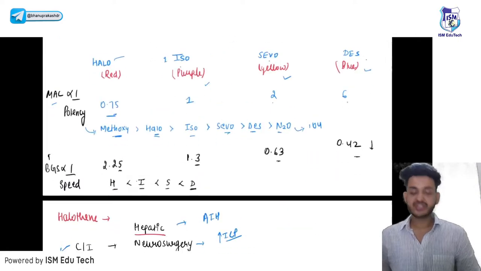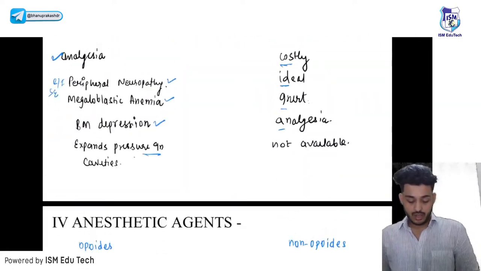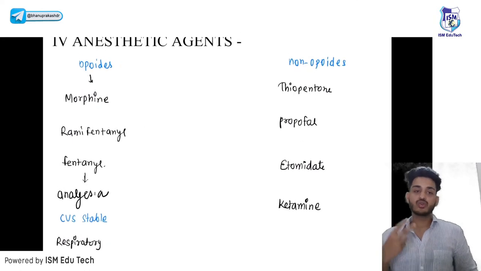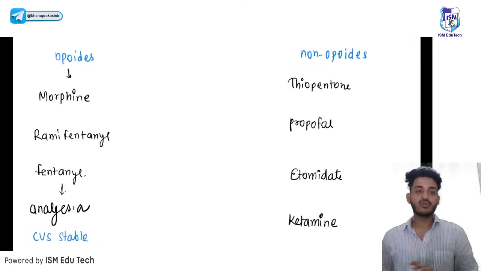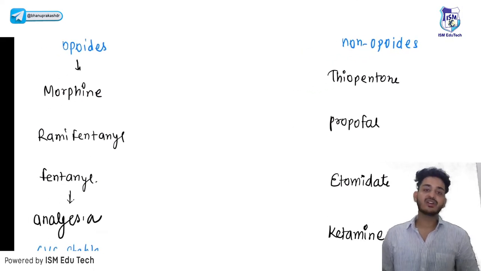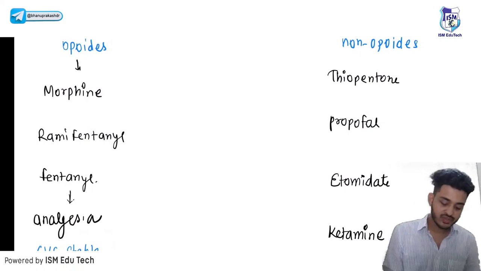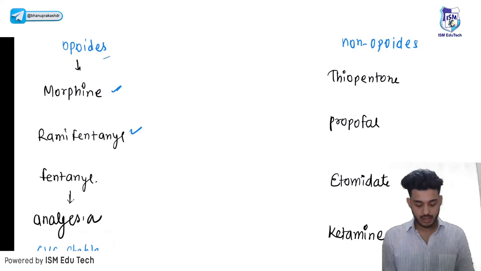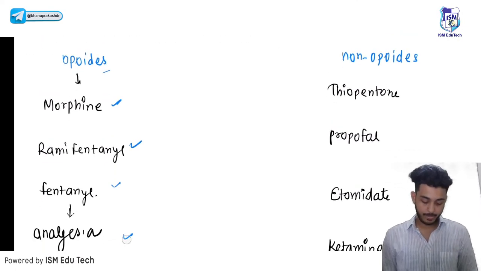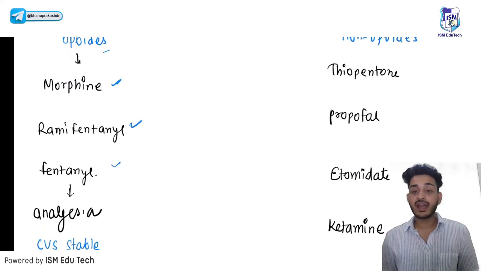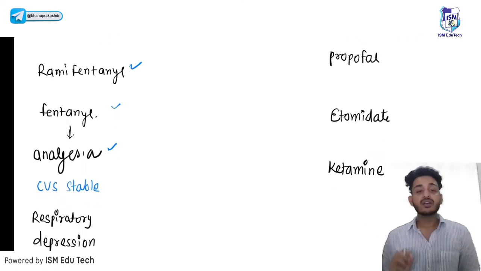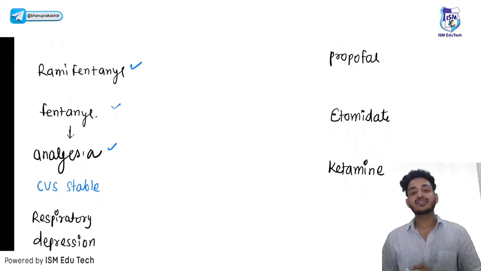So after the inhalational agents, we are moving on to IV anesthetic agents. IV, I have told you, they are divided into two classes. First one will be those agents which are opioids. Opioids will be like morphine, remifentanil, fentanyl. Okay, so these will be the opioids. They are utilized for the functioning of analgesia. Analgesia, matlab kya karenge ye? They will take away the pain. Okay, but they can be used as an anesthetic agent in some cases.